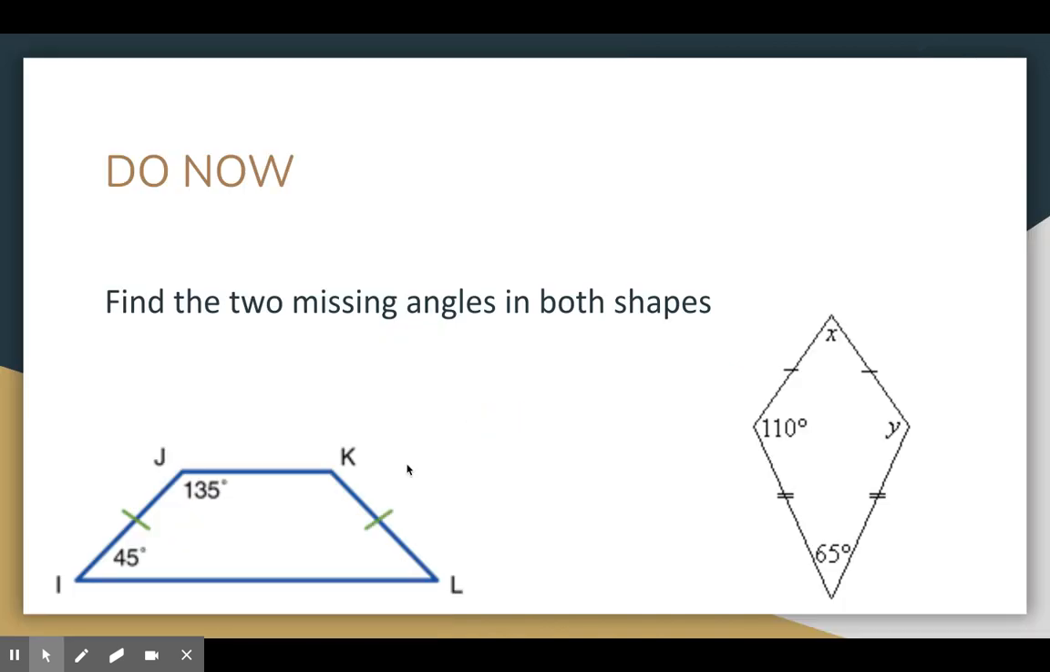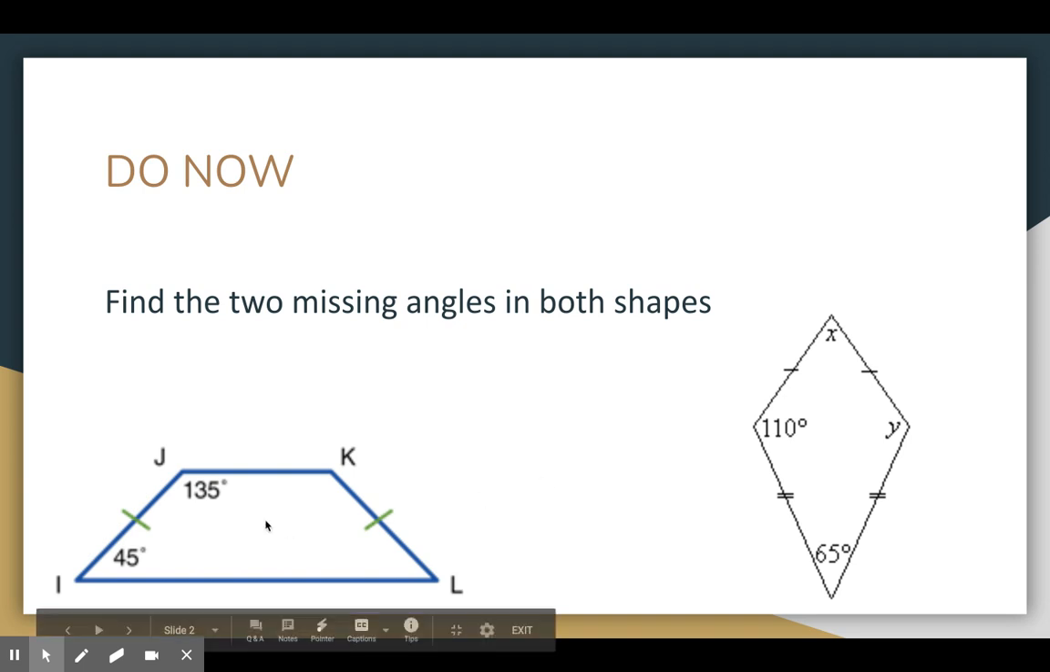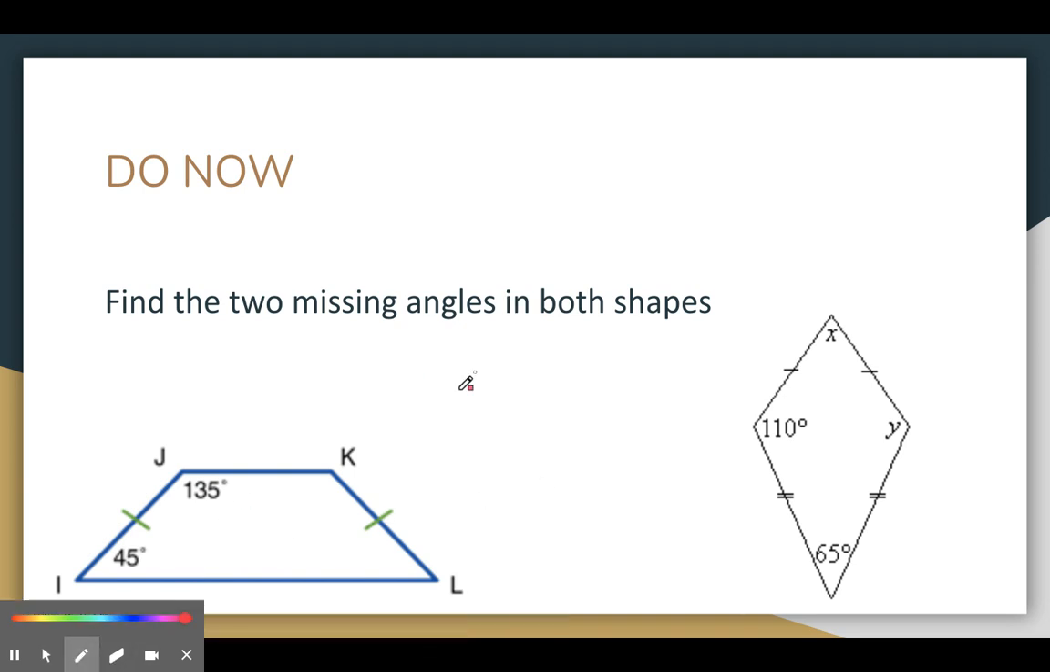Okay, so a quick do now review from 6.4, trapezoids and kites. Find the two missing angles in both shapes. Well, we see here that this is an isosceles trapezoid, which means that the base pair angles are congruent. This angle is congruent to this angle, so that means this one is 45. This angle is congruent to this angle, which means that angle K is 135. Okay, that one is pretty easy.